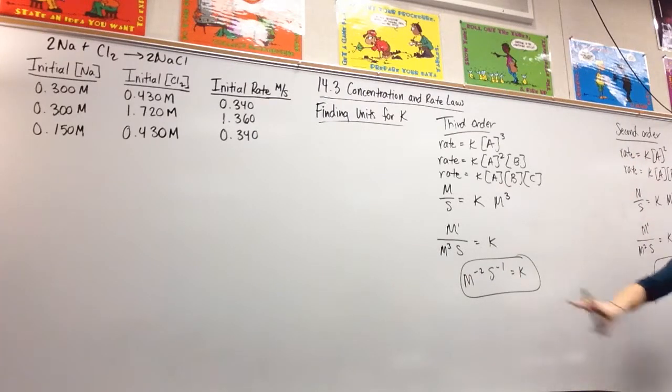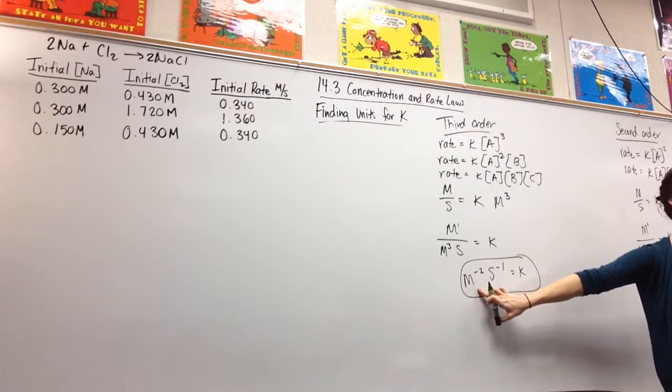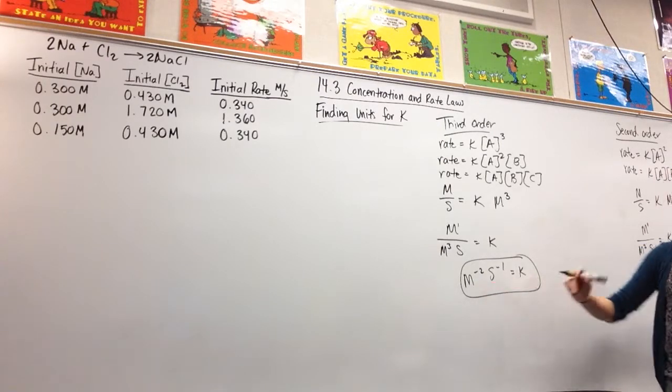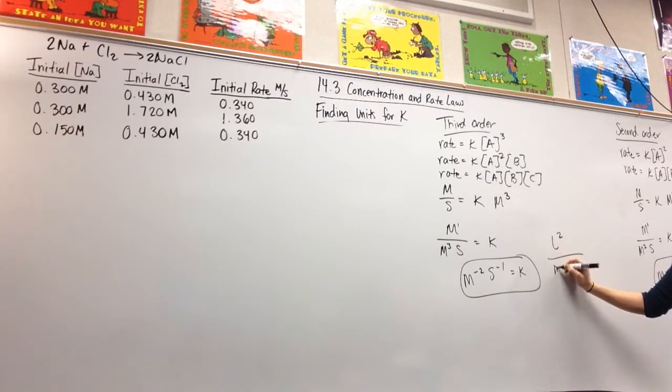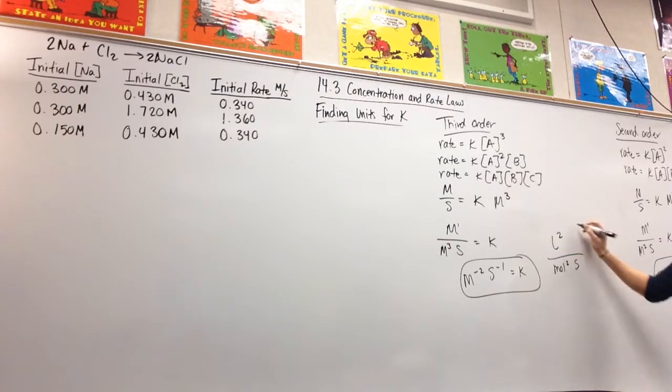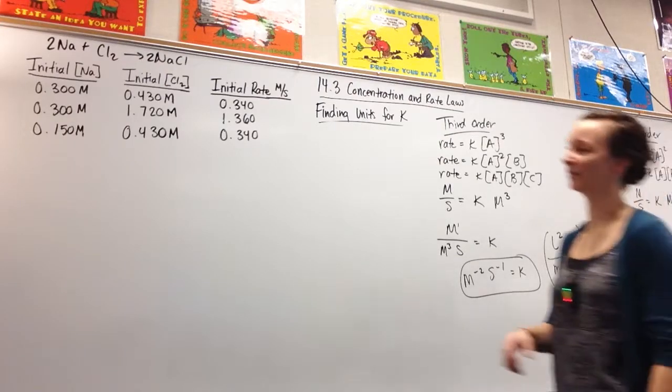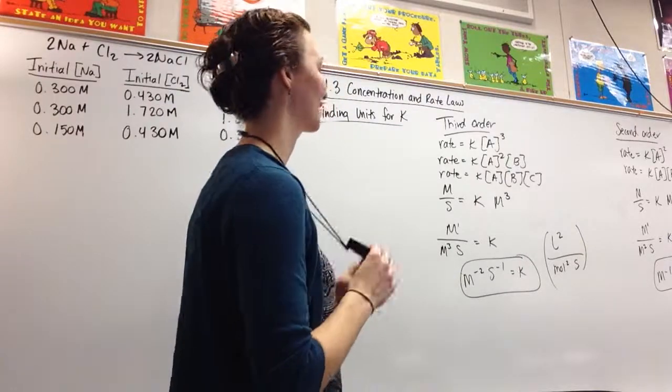And you might see it with the molarity written out. What would that be? Any clue? Liters squared over mole squared, right? So you might see liters squared over mole squared per second. Okay, so that's one way you might see that written. We're done. Okay, so I know this looks like a lot, guys, but really once you practice it, it will all make itself clear, I promise. All right.